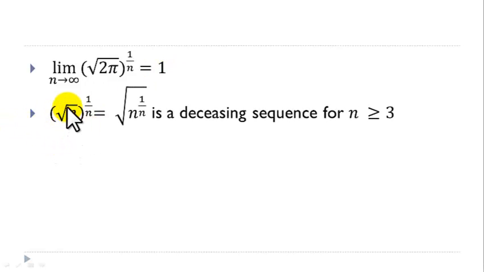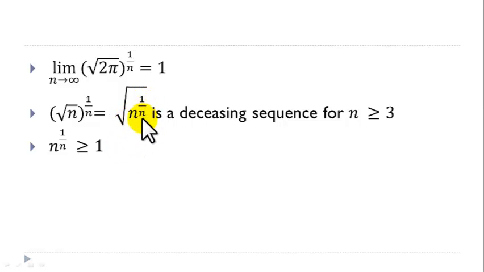Also, we note that (root n) all raised to power 1 over n can be expressed as (n raised to power 1 over n) raised to power 1 over 2. And n raised to power 1 over n, we note, is a decreasing sequence for n greater than or equal to 3. And it is also bounded from below. That is, n raised to power 1 over n is greater than or equal to 1.